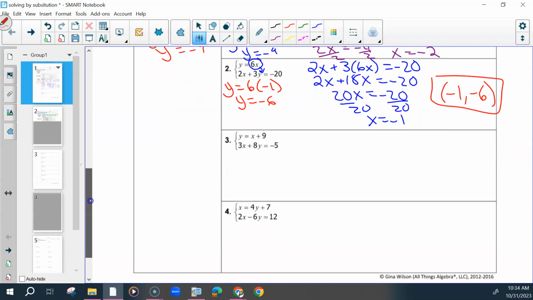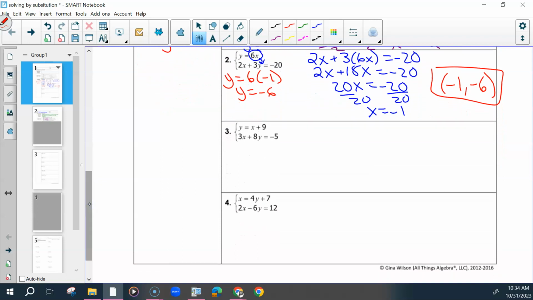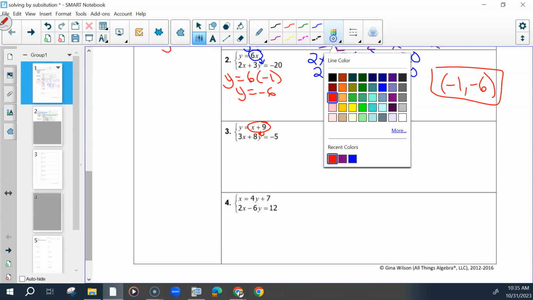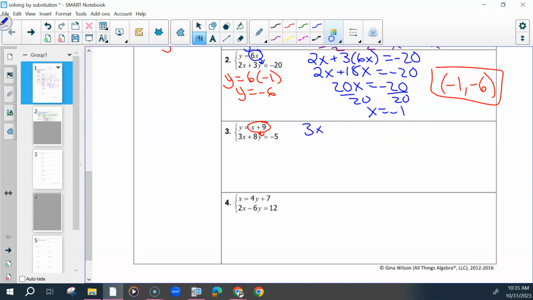In example 3, the process is the same, but now it has more to it. So we're going to take this and put it where? Into the y of the other equation. If drawing the expression like where it goes helps you do that, you don't have to though. So I'm going to rewrite it. 3x plus 8 times x plus 9 instead of the y equals -5.